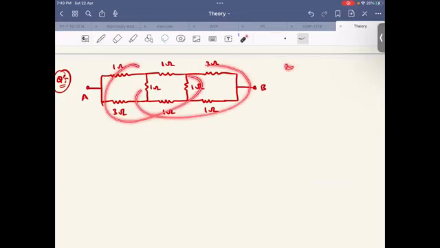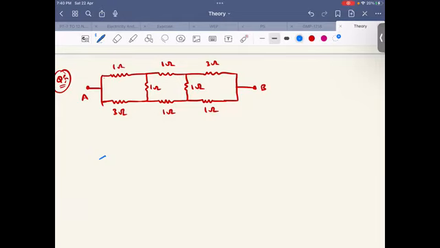As I said, check for series, parallel, Wheatstone bridge, symmetry. And when nothing is happening, remember you can always check for one more thing: converting delta into star and star into delta. So I can actually rearrange the circuit like this.